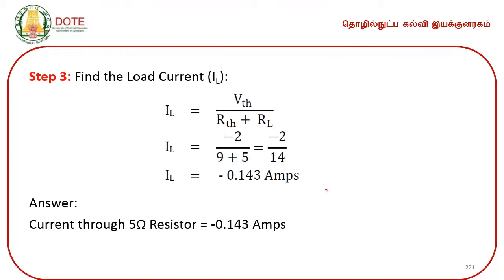Load current IL is equal to VTH by RTH plus RL, which is equal to minus 0.0143 amperes. So, the minus sign is indicative of the direction of the current. Whatever direction we have assumed is wrong, we should assume the other direction.